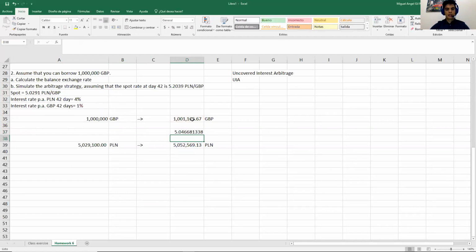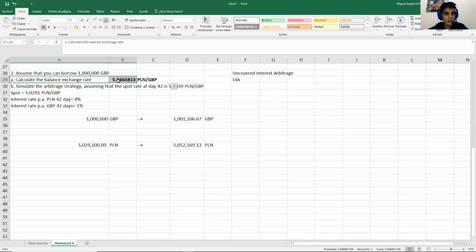So zloty over pound it's 5.04666. That will be the balance exchange rate. Why? Because with this, I don't make any profit. And to prove that, I will convert this amount of zloty into pounds. And as you can see, it's exactly the same amount. Okay, so then I will conclude for question A that the balance exchange rate is 5.04666813.